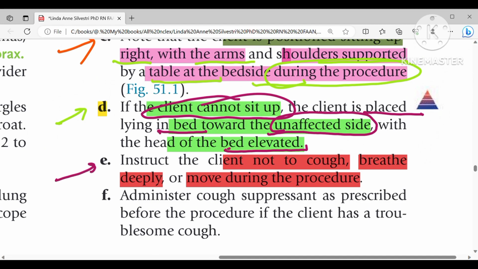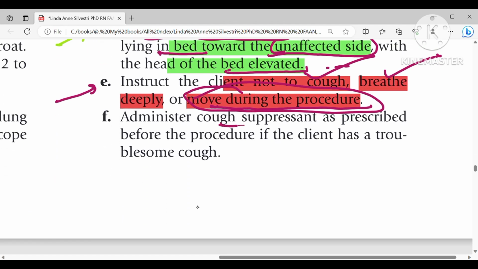Next point is instruct the client not to cough, breathe deeply, or move during the procedure. So we should instruct the client not to cough, breathe deeply, or move during the procedure. Okay.